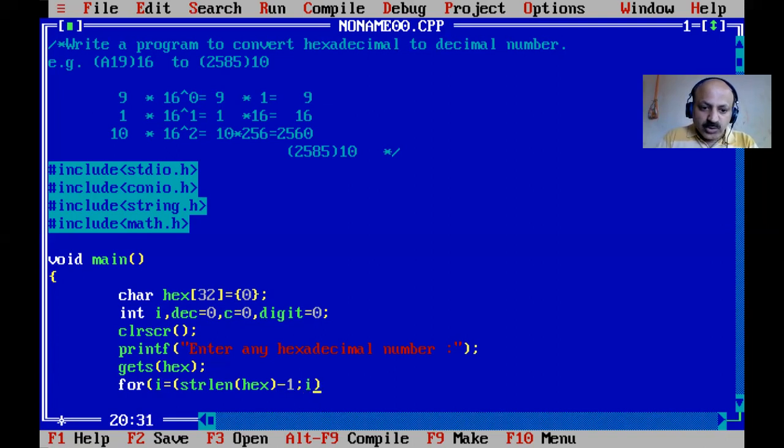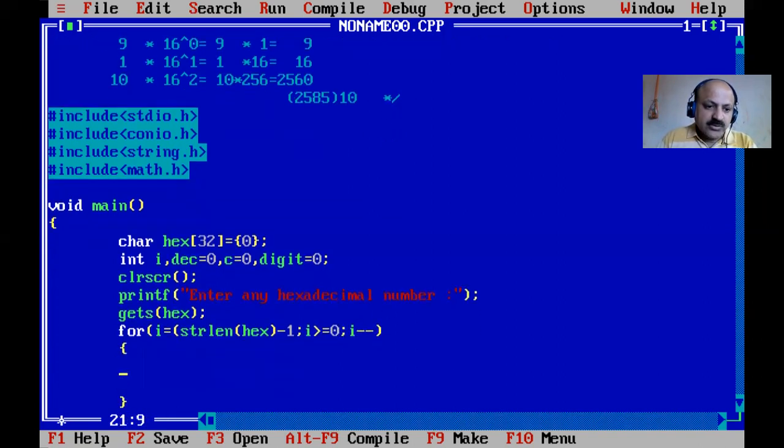And now what to do? I is greater than or equal to 0, and I minus minus. Perfectly. For I initialization, we cannot initialize any value here. The three variables are initialized to 0, and hex we have to scan. You can initialize all variables properly, otherwise you have to know that in C they take some garbage value.